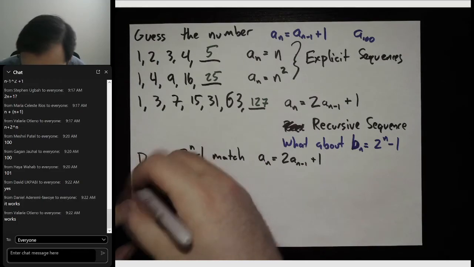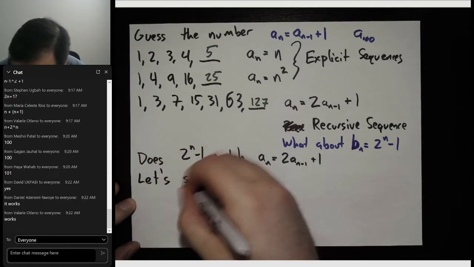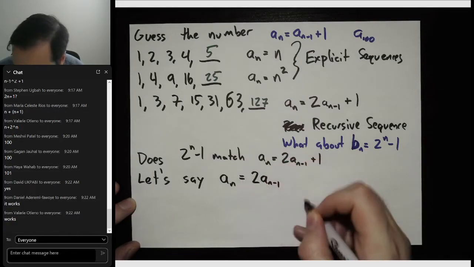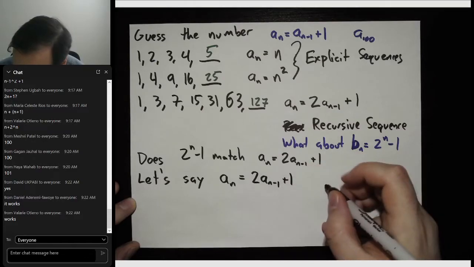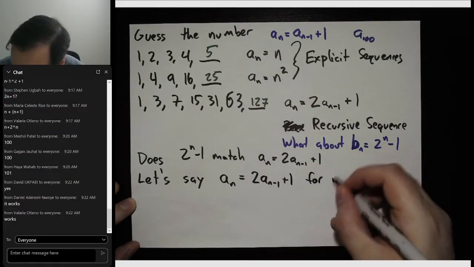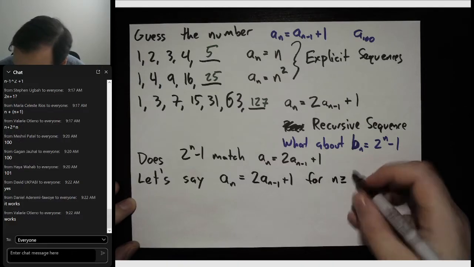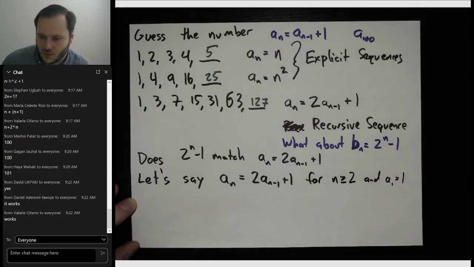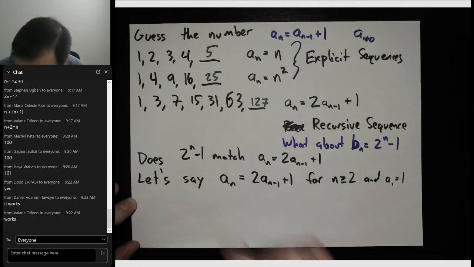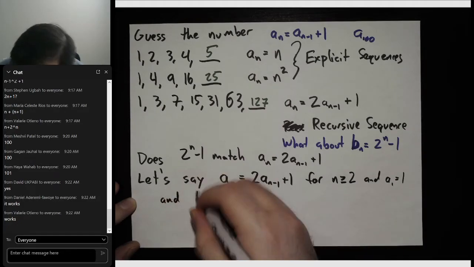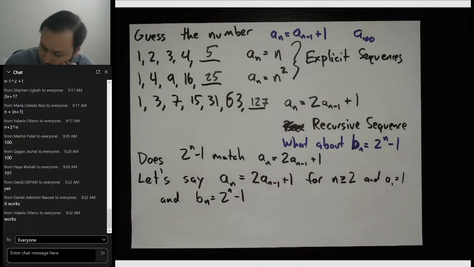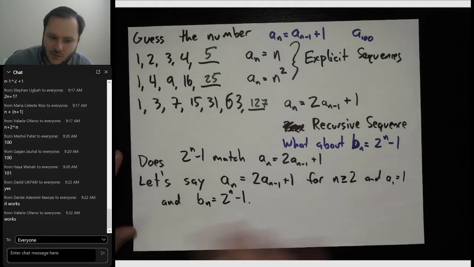So let's say a sub n is equal to twice the previous term plus 1 for n at least 2, and a sub 1 is equal to 1. That's important. And b sub n is equal to 2 to the n minus 1. I want to show that a sub n is always equal to b sub n.